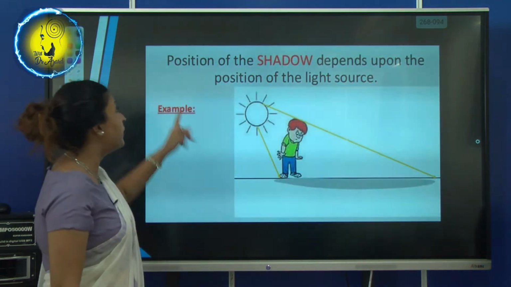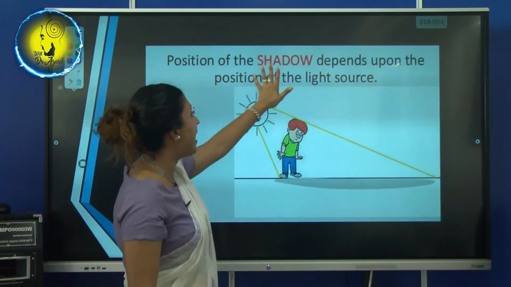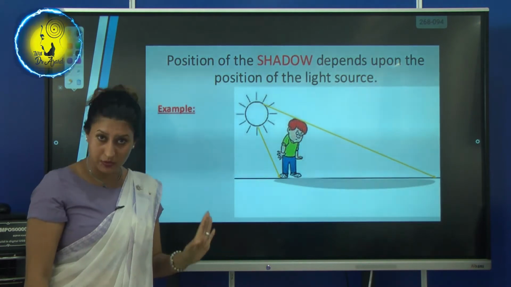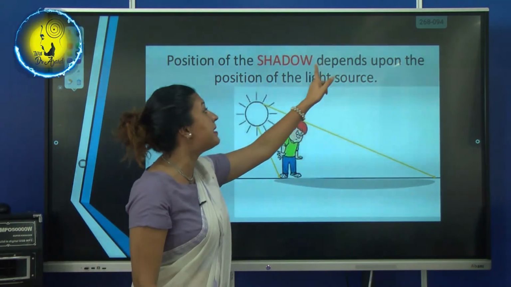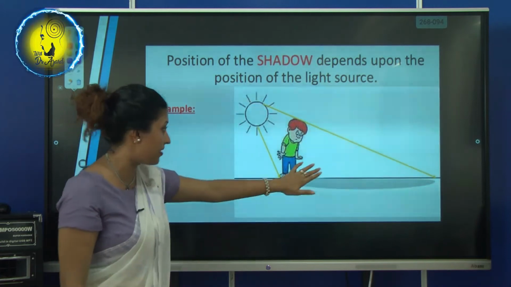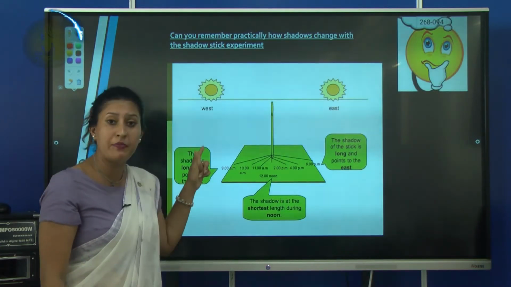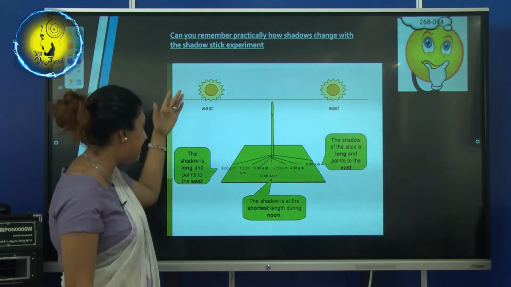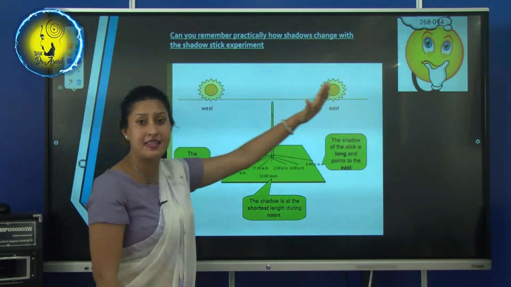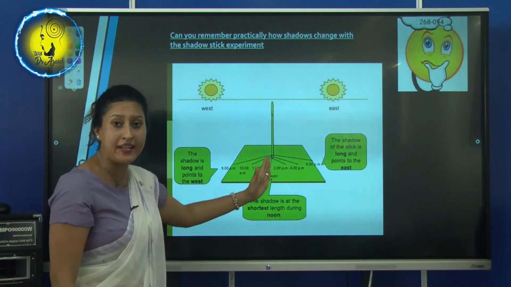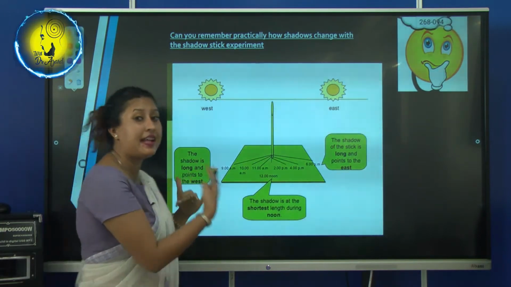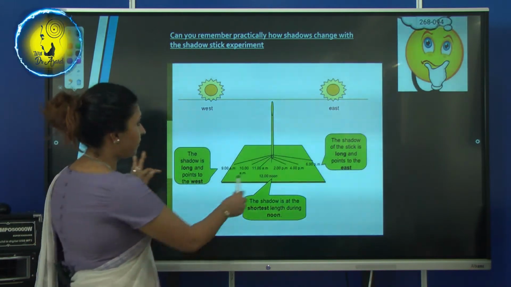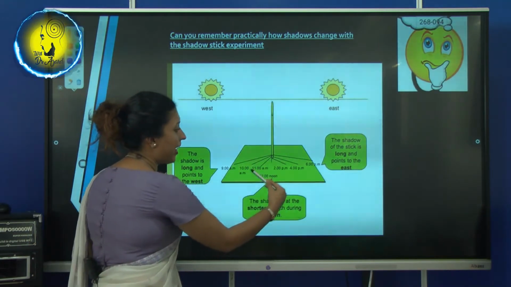So you already know that the position of the shadow depends upon the position of the light source. Now let's see. Can you remember we did this practically? The shadow stick experiment. In this we studied, this is the west, this is the east. Now we have put a stick here. So according to the direction of the sun, the shadows also change. See? Now this is the shadow. These are the shadows, my dear children.